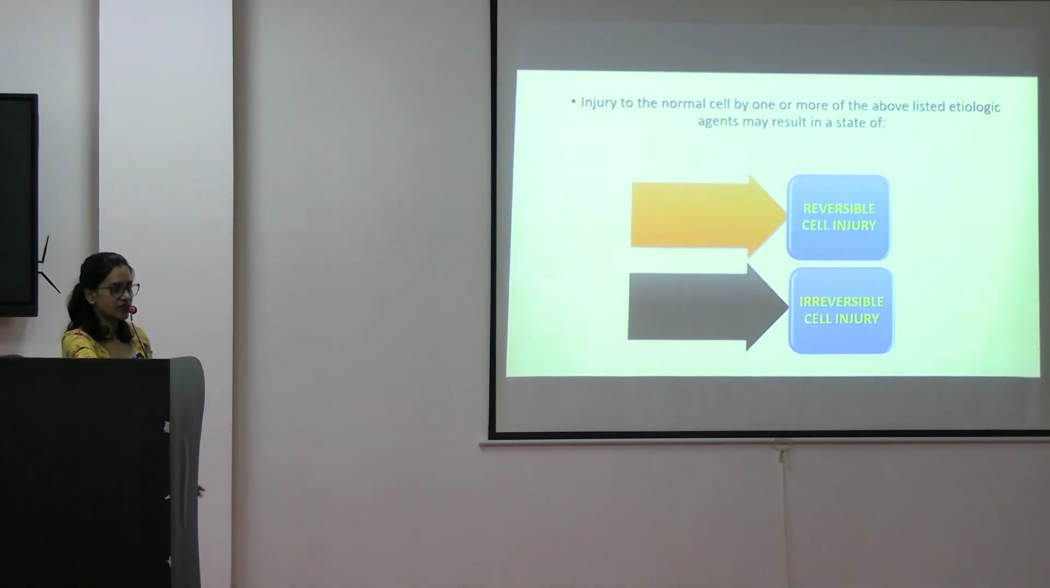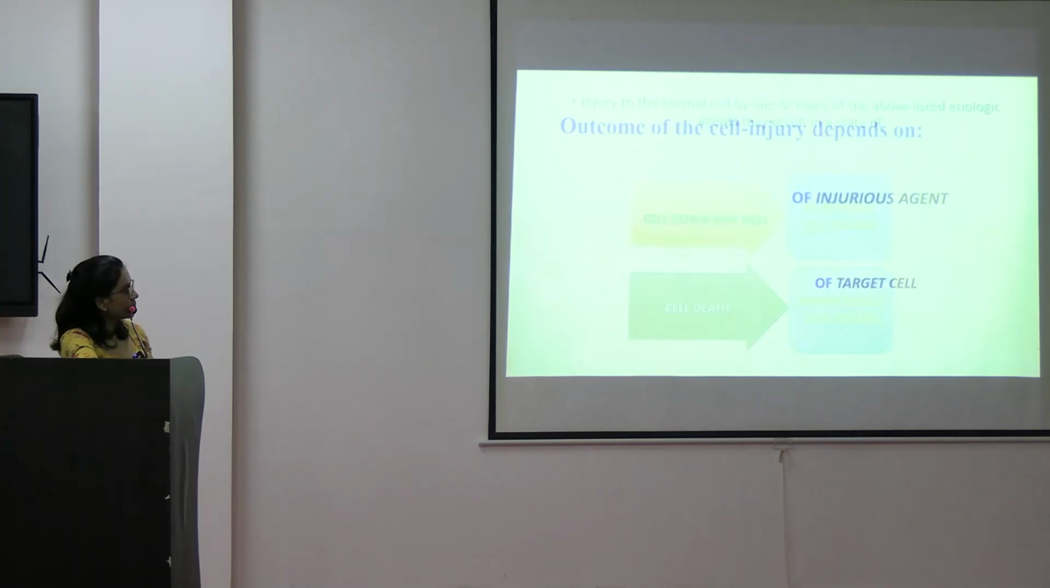So what happens if there is reversible cell injury? How does the cell react? It goes back to being normal, that is, it undergoes repair and healing. But if there is irreversible cell injury, there is cellular death.